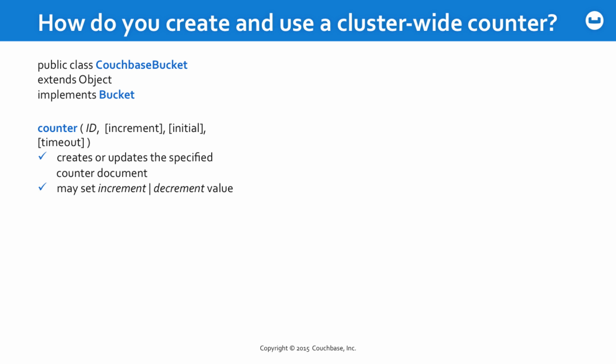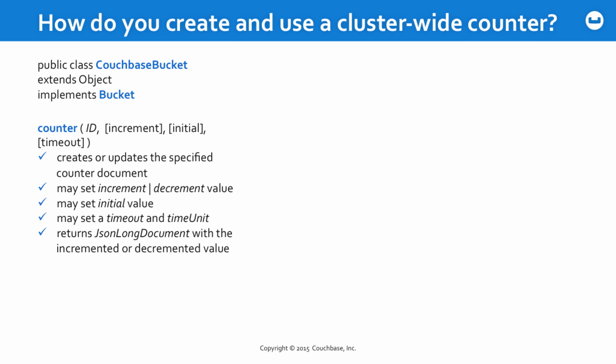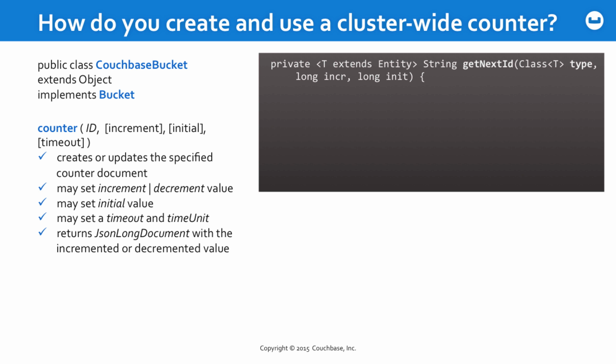You can set the increment value by how much should it change. As you would expect, it's going to increment by 1 by default. You can also set an initial value if you want something other than the default. You can set a timeout and time unit, as you've seen on all of these bucket methods. And it's going to return a JSON long document, a particular subtype of document that will contain the incremented or decremented value. In code, it could look like this.